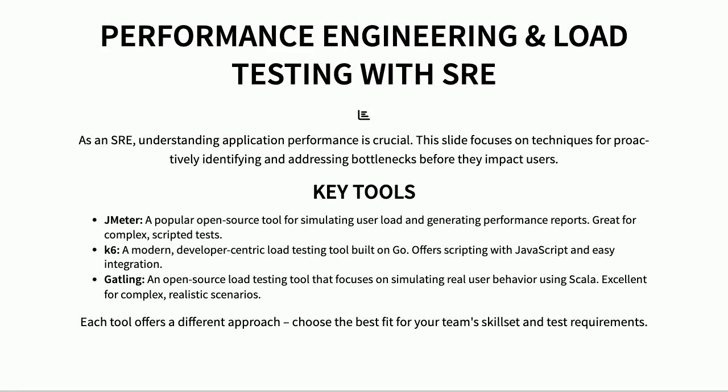Okay, let's talk about performance testing as part of our SRE toolkit. A huge part of what we do is making sure applications are running smoothly under pressure. We use tools like JMeter, K6, and Gatling to simulate real users hitting our systems, basically tricking them into thinking lots of people are using the app at once. JMeter is a really established tool, great for detailed scripting, while K6 and Gatling offer more modern approaches with easier scripting and focus on mimicking user behavior. It's about finding the right tool for the job.